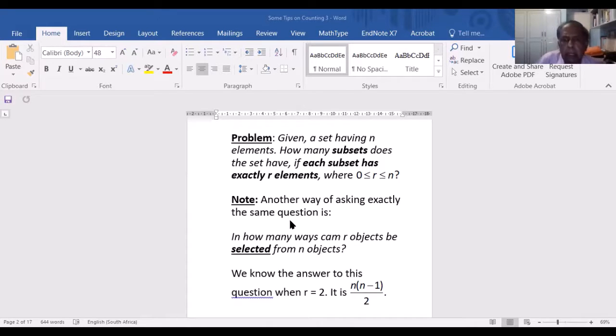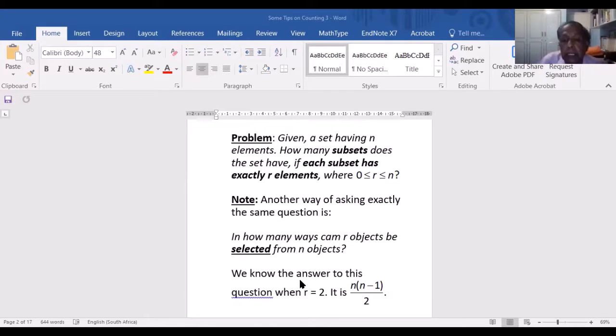Another way of asking exactly the same question is, in how many ways can r objects be selected from n objects? Right? Because we are choosing a subset. A subset means you are making a particular selection having r objects. So this is a selection. The question is, how many ways can you select r objects from n objects?